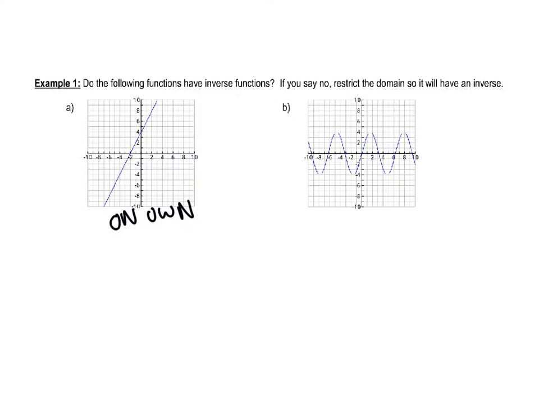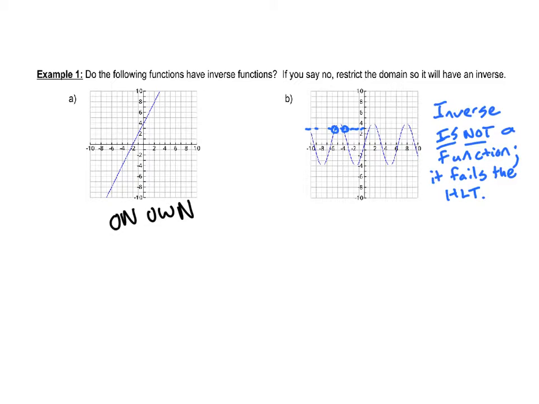Example 1 gives you a series of functions graphically and asks you to determine if their inverses would be functions. If you say no, then you must restrict the domain so it would have an inverse. So take a look at example 1b. Notice that if I run a horizontal line across this graph, I can touch it in more than one spot. Since this function fails the horizontal line test, it's many-to-one, therefore its inverse will not be a function.